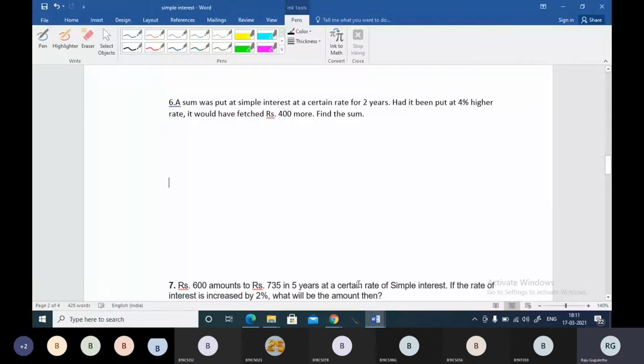Okay, guys. A sum was put at simple interest at a certain rate. See, now the rate is R, a certain rate, for 2 years. Okay, time is 2 years. Had it been at 4% higher, now the rate is becoming 4% higher, boss. It would have fetched Rs 400 more. You can clearly see this 4% higher.